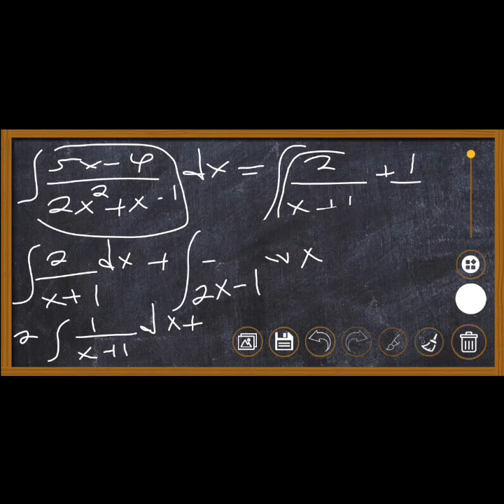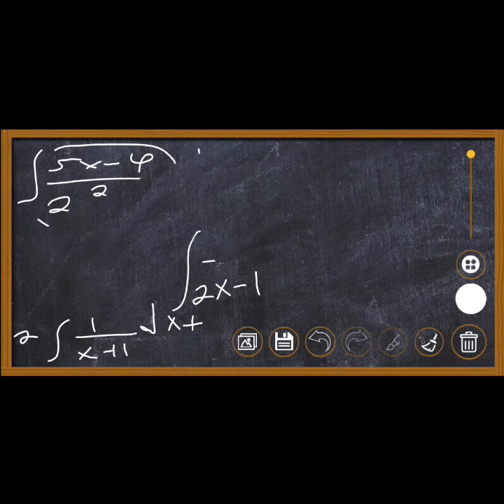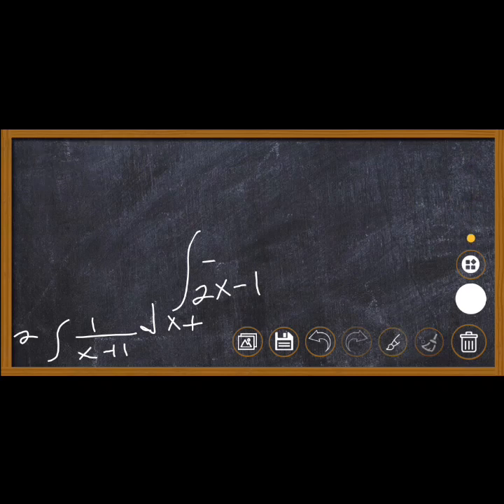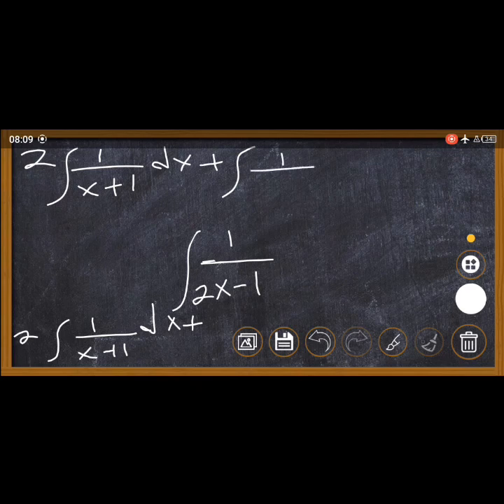Hopefully you are following up. It will be my great joy that you get the concept and understand all of whatever we are doing here. It might be a long process, but it's quite simple if you just follow up. So let me just write this up there. So we have 1 over x plus 1 dx, plus 1 over 2x minus 1 dx. So this is what we have here. So let me just wrap what we have down there.